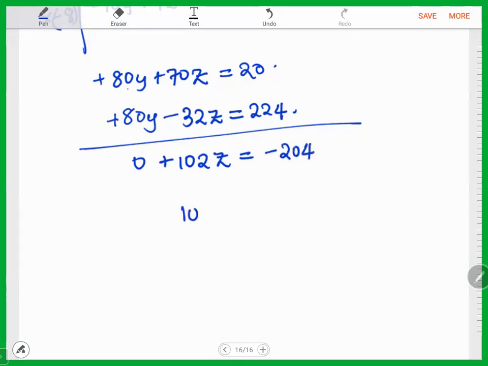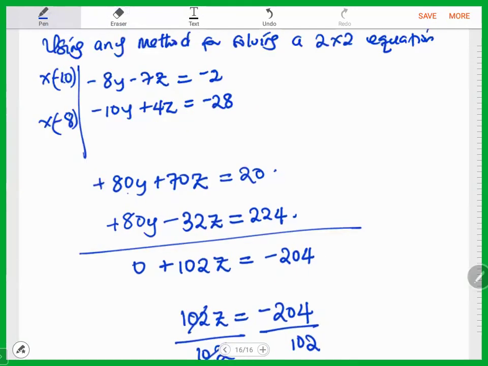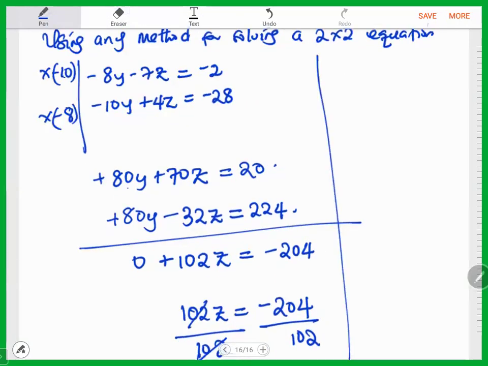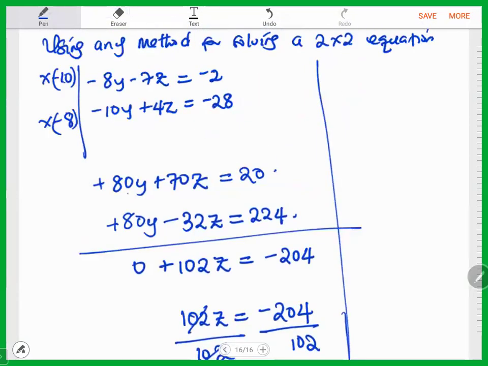Hence you have 102z is equal to negative 204, divided by 102, divided by 102. So our z is equal to negative 2. That is our z. So we are going backwards from here. We can use any of this.